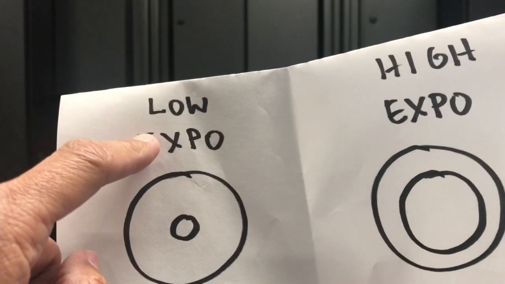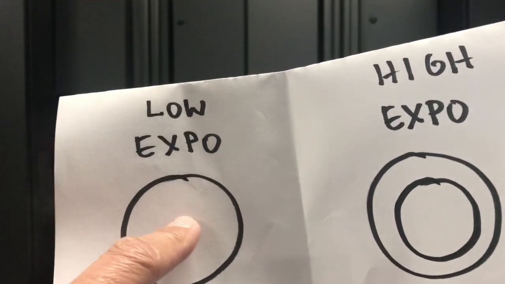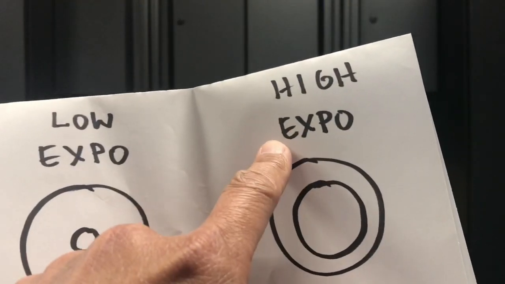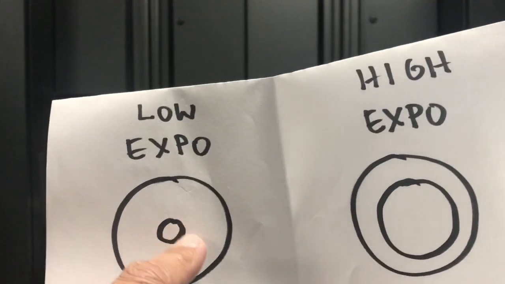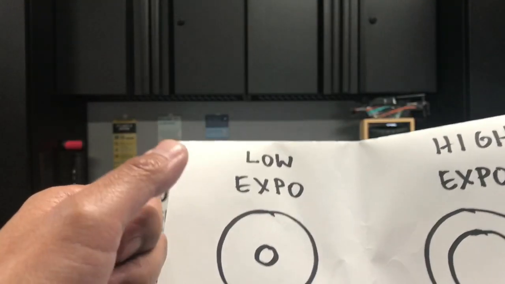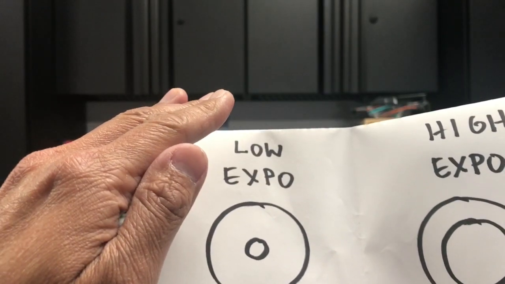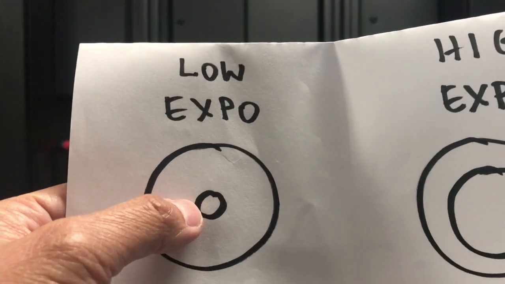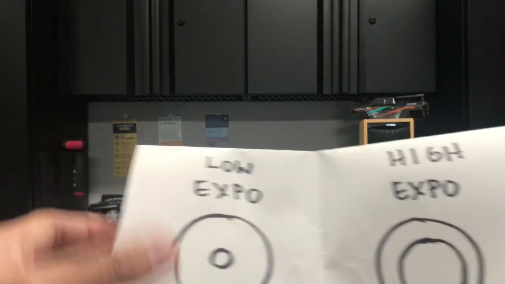When you have low expo, the center zone is smaller. In high expo, the center zone is larger, okay? So in this little circle, when you're moving the stick, the quad will not move as drastically. The moment you move the stick outside the circle, the quad will move drastically, okay?